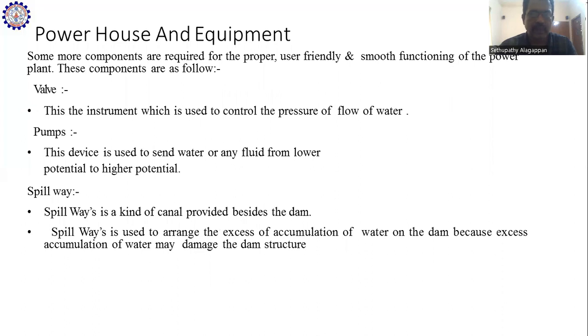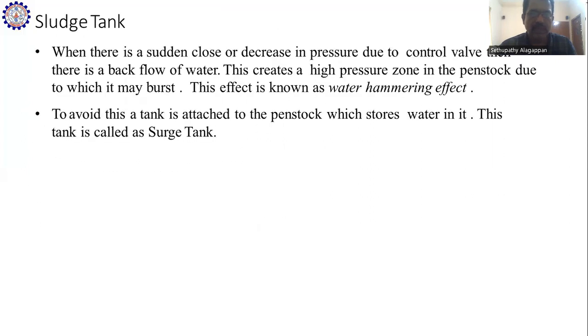Then the powerhouse and equipment: the power generated will be stored in the powerhouse. And what are the equipments used? The spillway, valves, surge tank. It provides back pressure to decrease the pressure in the penstock pipes, so that the penstock is prevented from bursting.